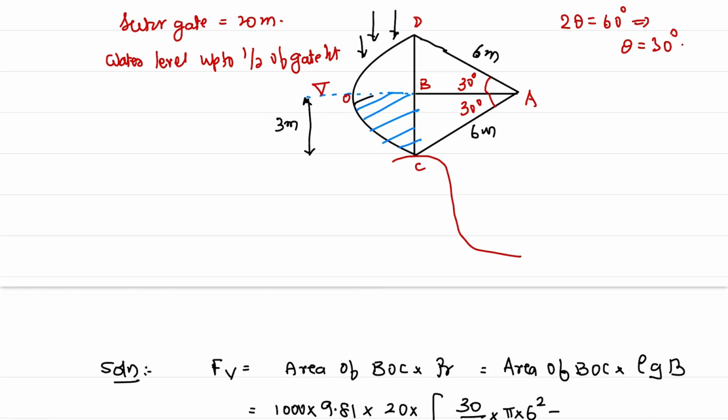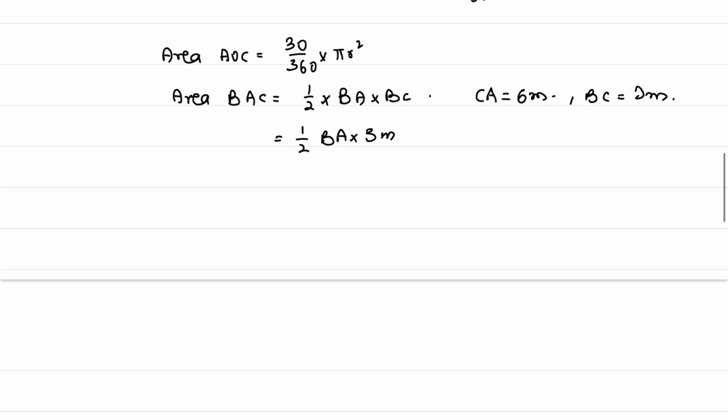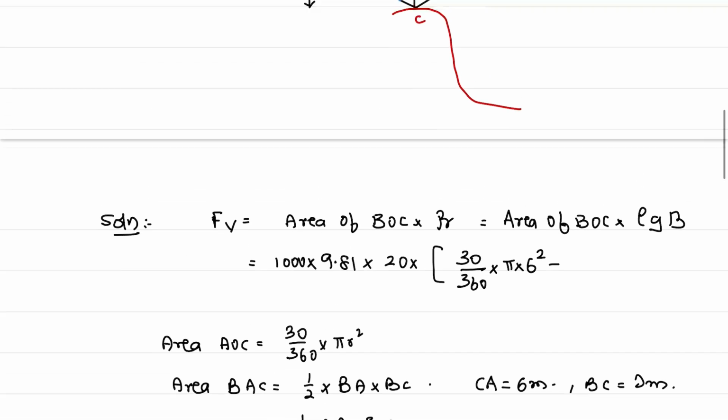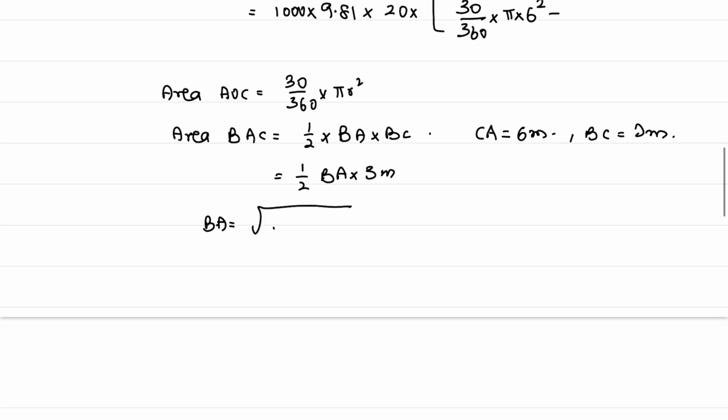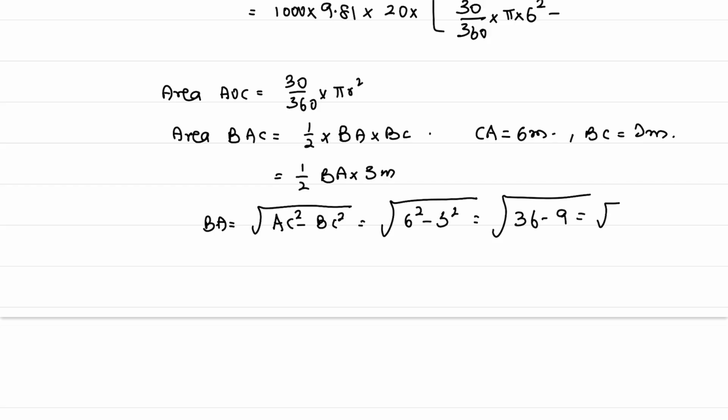AC is known. What is BA? BA is equal to square root of AC square minus BC square. That is square root of 6 square minus 3 square. That is 36 minus 9, square root of 27. That is 3 into square root of 3. That is 3 into 1.732.